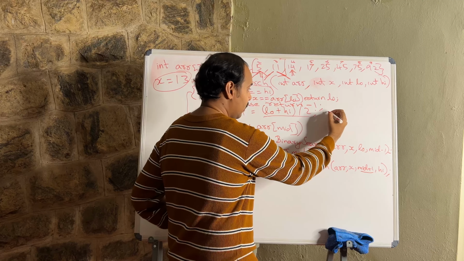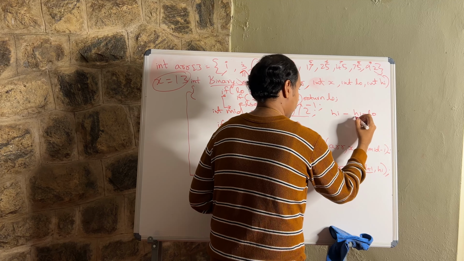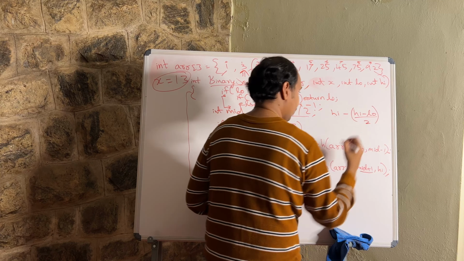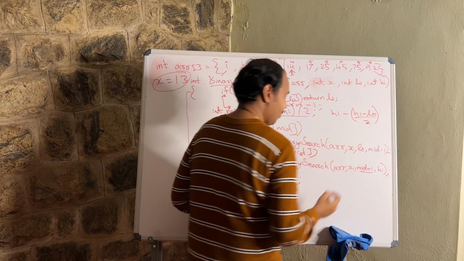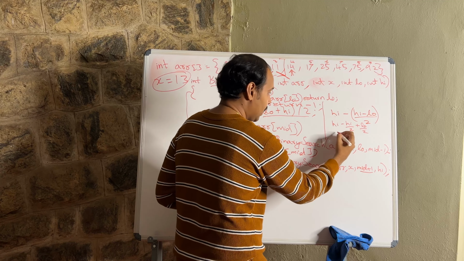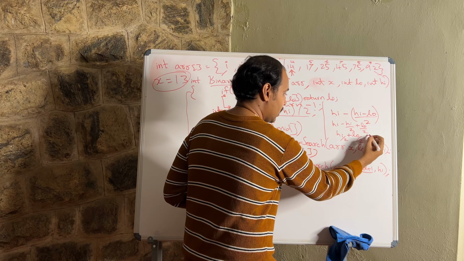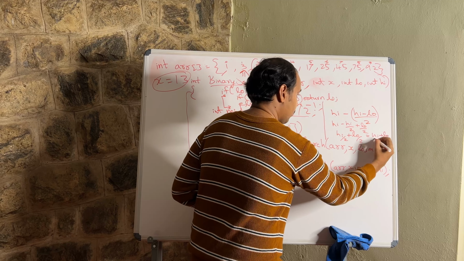We can do it by high minus low by 2. Will this solve the problem? High minus low by 2. When we expand this, what will we get? This is just a rough calculation. High minus high by 2 plus low by 2, which is high by 2 plus low by 2, which is nothing but high plus low by 2.